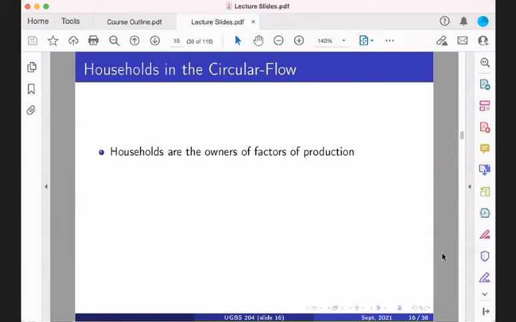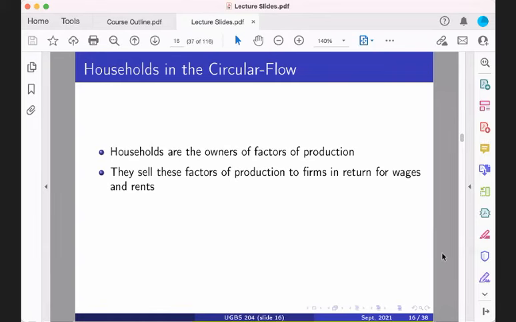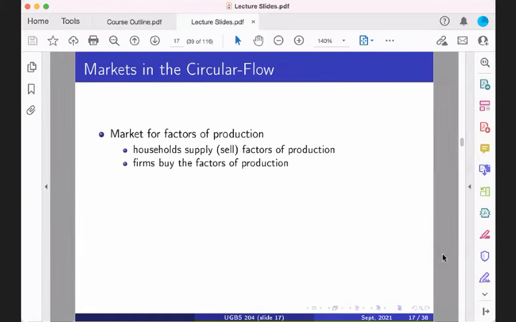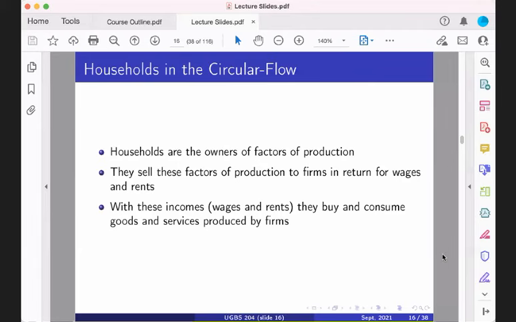So households are the owners of the factors of production. They sell these factors of production to firms in return for wages and rent. With these incomes, they buy and consume goods and services produced by firms. All right, so that completes the cycle.